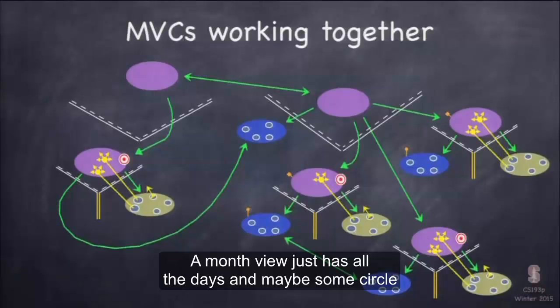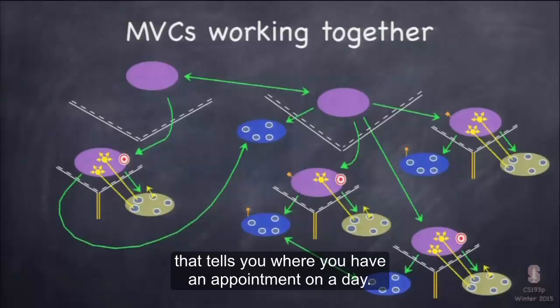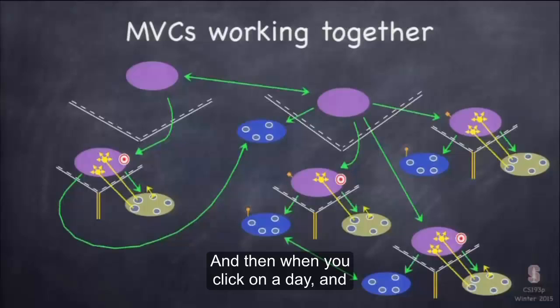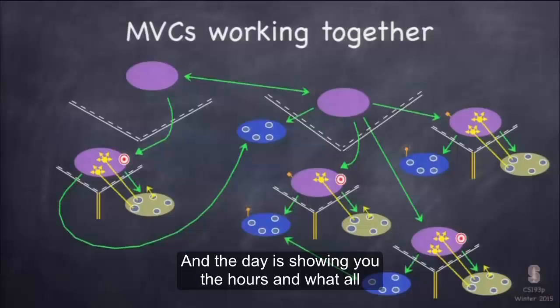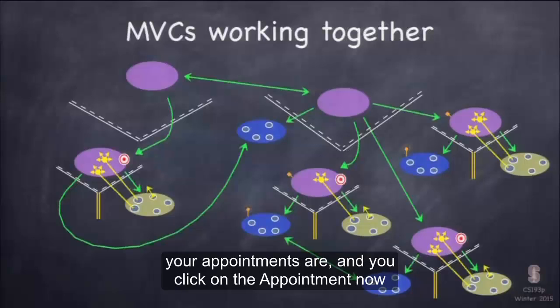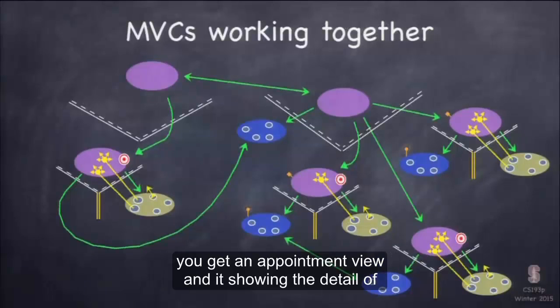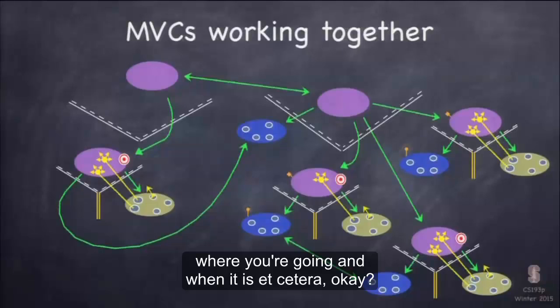A month view just has all the days and maybe some circle that tells you where you have an appointment on a day. And then maybe you click on a day, and now you get a day view, okay? And the day is showing you the hours and what all your appointments are. And you click on an appointment, now you get an appointment view, and it's showing the detail of where you're going and when it is, etc.